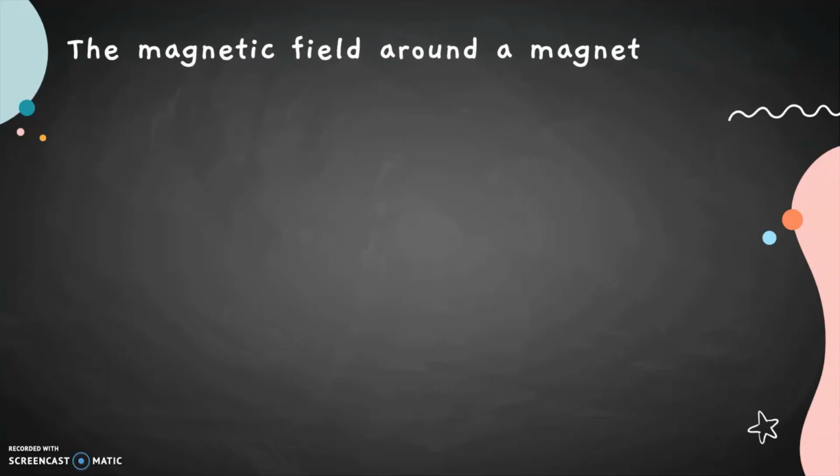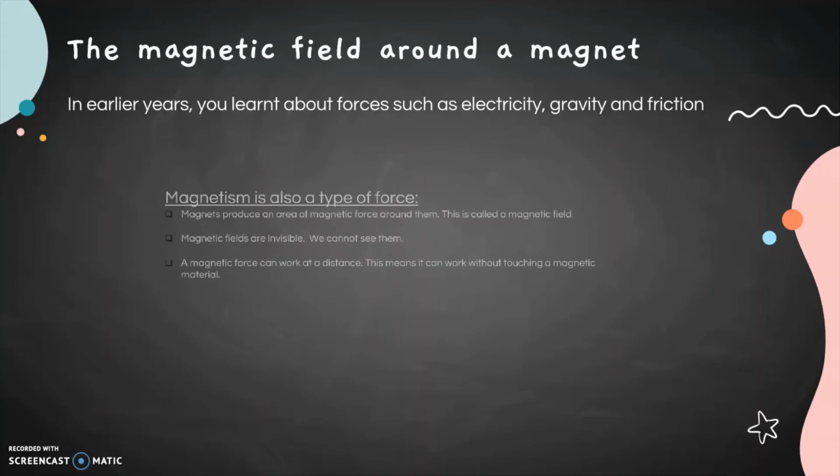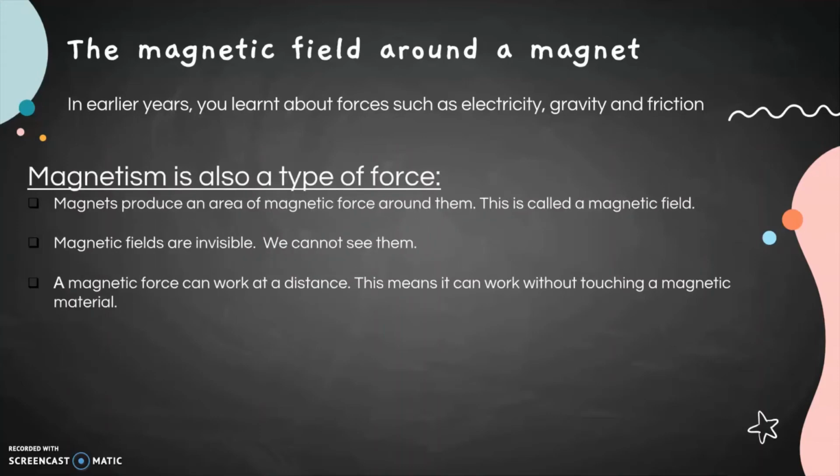Next, the magnetic field around a magnet. In earlier years, you learned about forces such as electricity, gravity, and friction. Magnetism is also a type of force. Magnets produce an area of magnetic force around them. This is called a magnetic field.